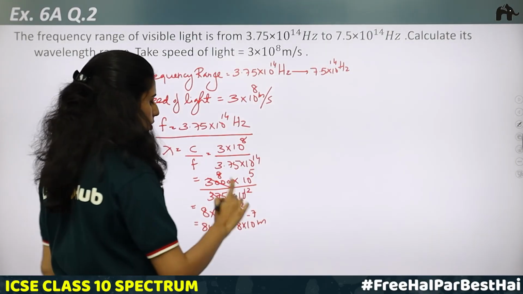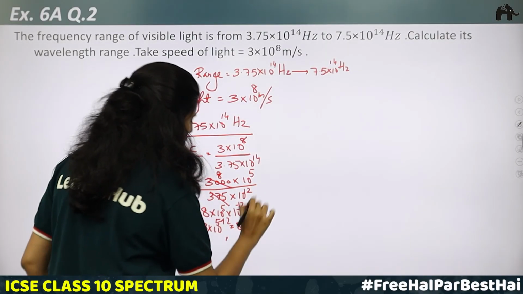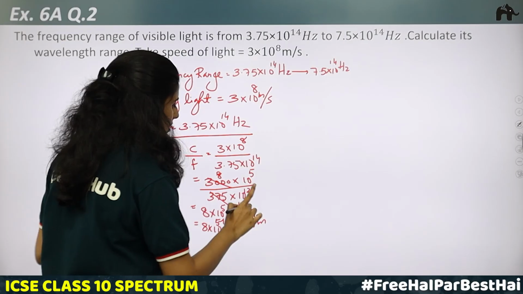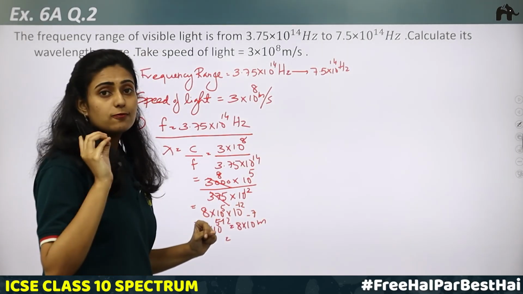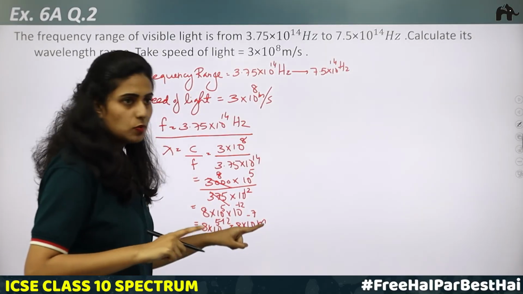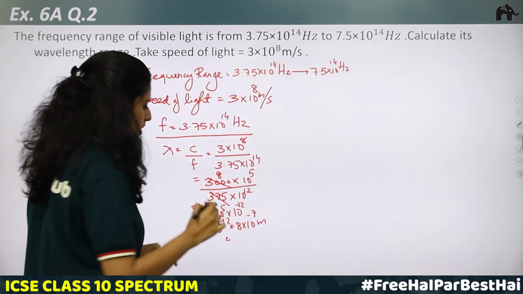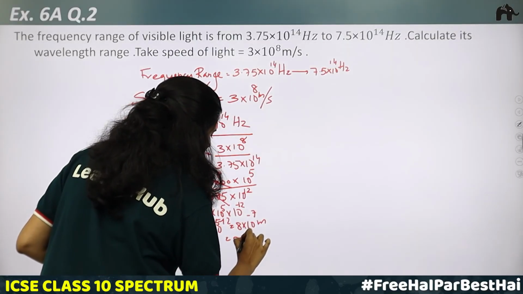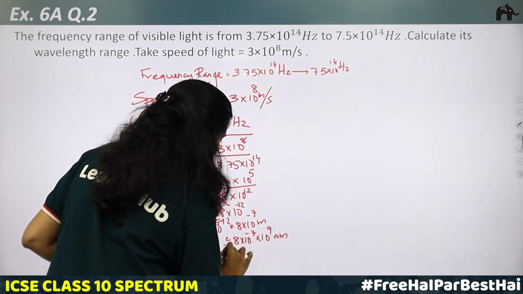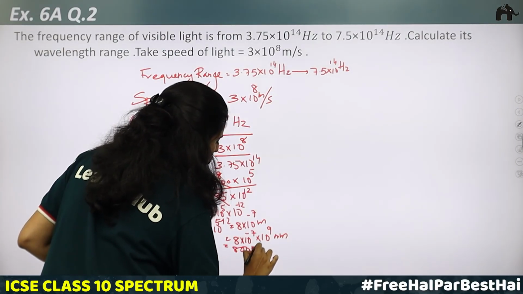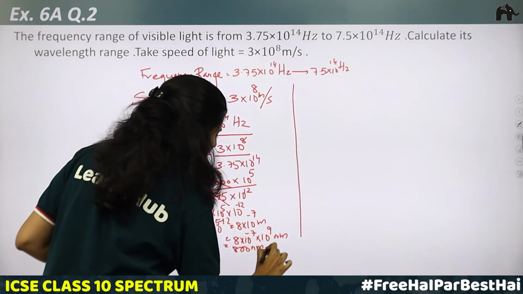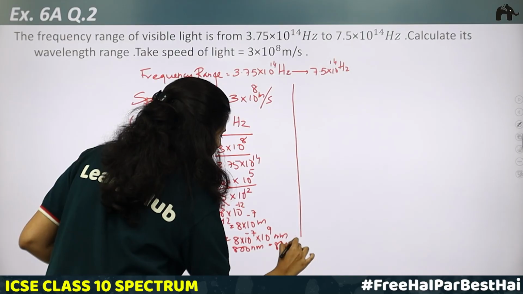meters. Now we have to convert it into nanometers. To convert it into nanometers, what is 1 meter? 1 meter is equal to 10 raised to minus 9. So what is 1 nanometer? 1 nanometer is 10 raised to minus 9 meters, which means 1 meter is equal to 10 raised to 9 nanometer. Okay. So 8 into 10 raised to minus 7 into 10 raised to 9 nanometers equal to 800 nanometers. Okay. 800 nanometers, or you can write this as 8000 angstrom.